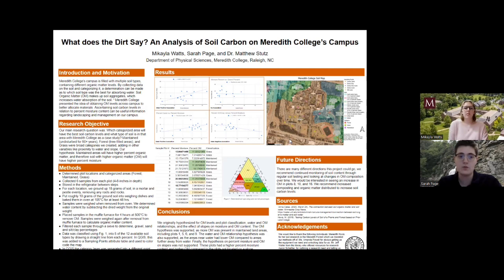For each location, we ground up about 18 grams of soil with a mortar and pestle and removed any roots or rocks or anything that might throw off our results. We put roughly 10 grams of the ground soil into weighing dishes and baked them in the oven at 105 degrees Celsius for at least 48 hours. Before we put them in the oven, we weighed them, and then we weighed them immediately when we took them out of the oven. That gave us an idea of the moisture content for each of the different locations that we were sampling from.